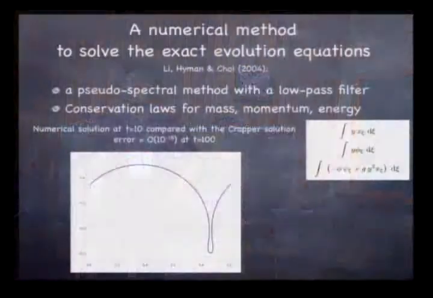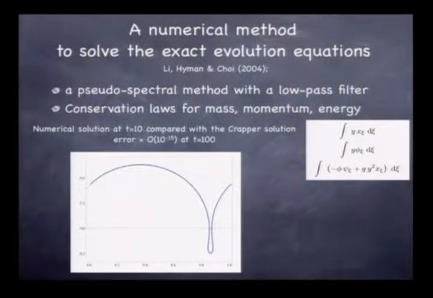And so I knew the Crapper solution, so I put a Crapper solution into the code, and I checked the solution at a later time. And as I said here, at t equal to 100, I rescaled everything to 1. And then at time unit 100, the error between the numerical solution and exact solution is 10 to the minus 15, which is very satisfactory, right? We also checked the conserved quantities. The order of error is the same as this. So we were very happy at that point.